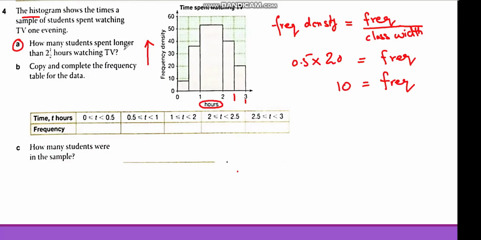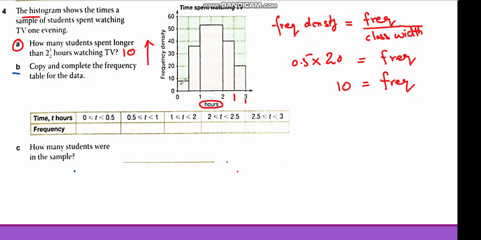It means there are a total of 10 students who spent more than 2.5 hours. In B part, they want us to complete the table, which means we need to find the frequencies. We are already given the frequency density and the class width. So again, for the frequencies, we multiply the frequency density with the class width.